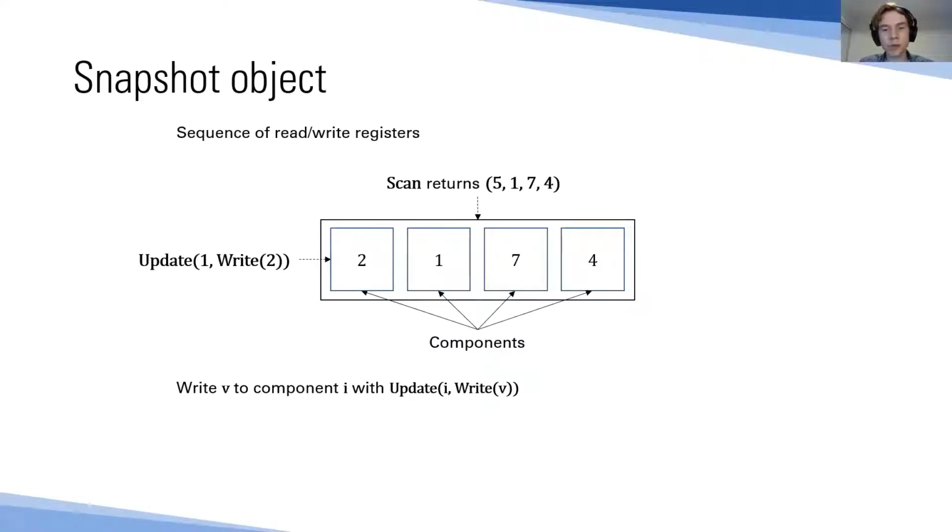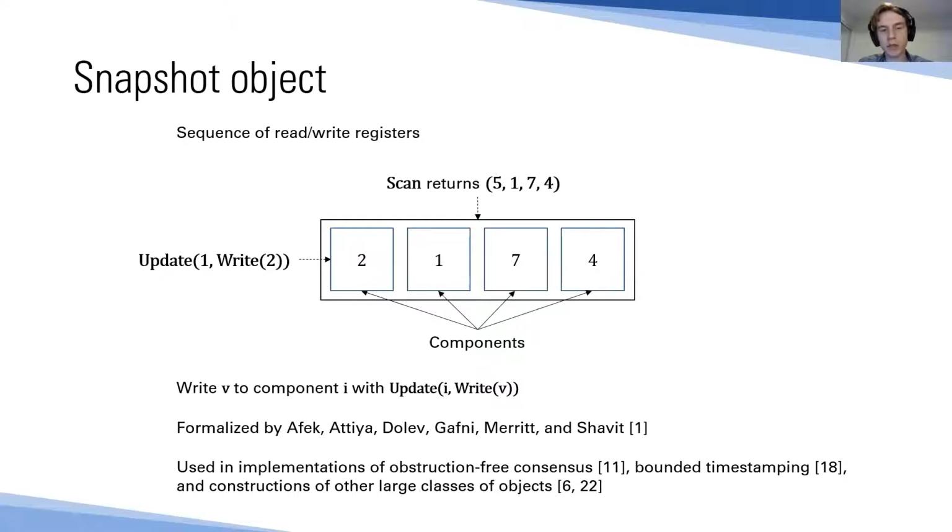Snapshot objects were originally formalized by Afek, Attiya, Dolev, Gafni, Merritt, and Shavit. And since then, they've been used in implementations of obstruction-free consensus, bounded timestamping, among other things.